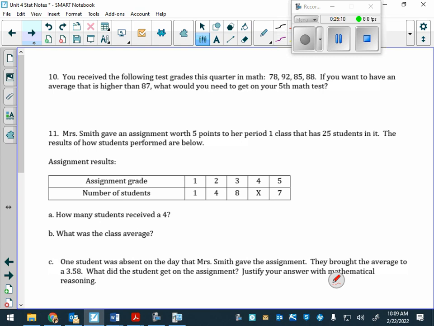So number 10. You received the following test grades this quarter in math: 78, 92, 85, and 88. If you want to have an average that is higher than 87, okay, what would you need to get on your 5th math test? So what would we have to do? Yeah, Grant.